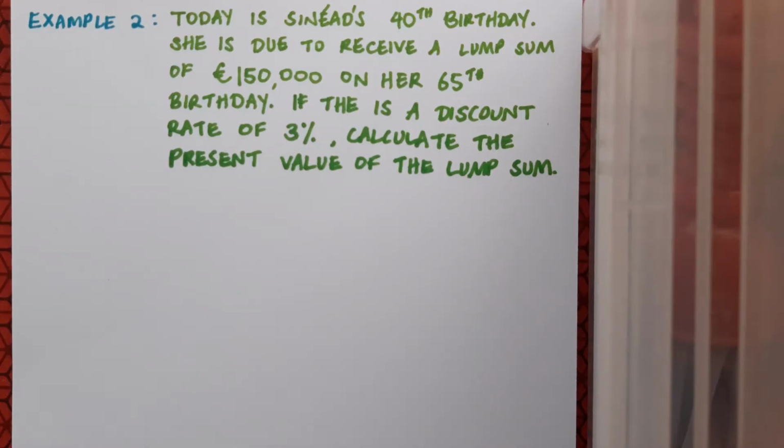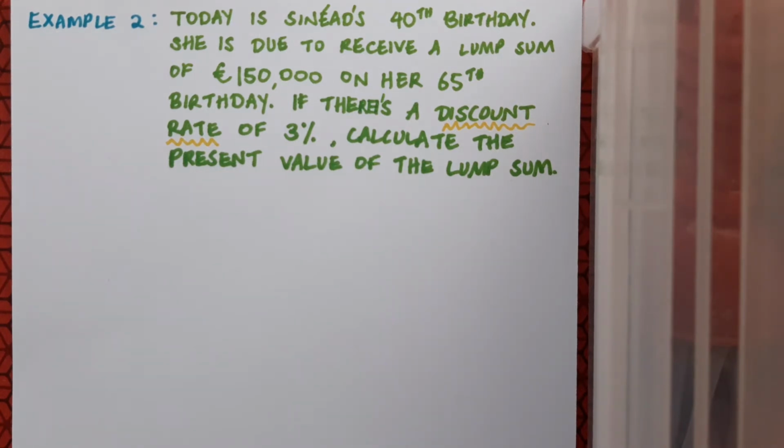Here's a second example. Today is Sinead's 40th birthday. She is due to receive a lump sum of 150,000 on her 65th birthday. If there's a discount rate of 3%, calculate the present value of the lump sum. Okay, so again, we know how much it's going to amount to in the future, and we know the interest rate and time involved. Just notice in this case that the phrase discount rate is being used. Discount rate is just another way of saying interest rate, and it tends to be used if we are given a final future amount and we're working back towards a present amount.